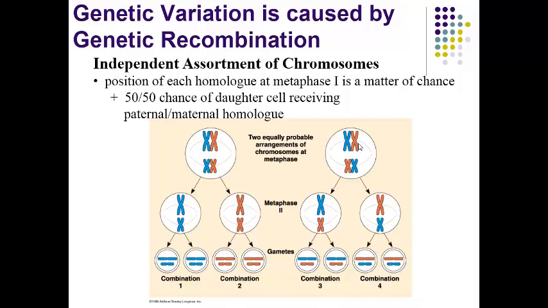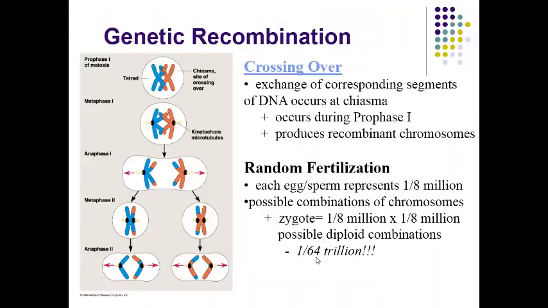So with two pairs, there are 4 different combinations, right, or 2 to the second power. For 3 pairs, you have 2 to the third power, which would be 2 times 2 times 2, which would be 2 times 2 is 4, 4 times 2 is 8 different combinations. 4 pairs is going to have 2 to the 4th power. And you can see that with 23 pairs, there is a ridiculous number of ways that the chromosomes can line up during metaphase. Each unique combination of chromosomes is going to lead to a unique combination of alleles inside the daughter cells. This creates tons of genetic variation.